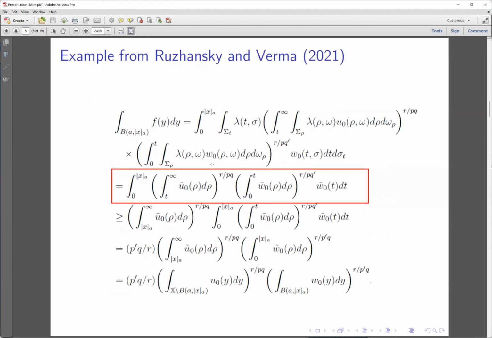But just for illustration, one example from Ruzhansky and Verma, you can see that on the left side, in the beginning here, this is a multidimensional quantity. This is an integral over a ball. And in the end, also a multidimensional quantity. But in the middle, you can see that they applied the same trick that was used much earlier. They actually used reduction to the one-dimensional case.